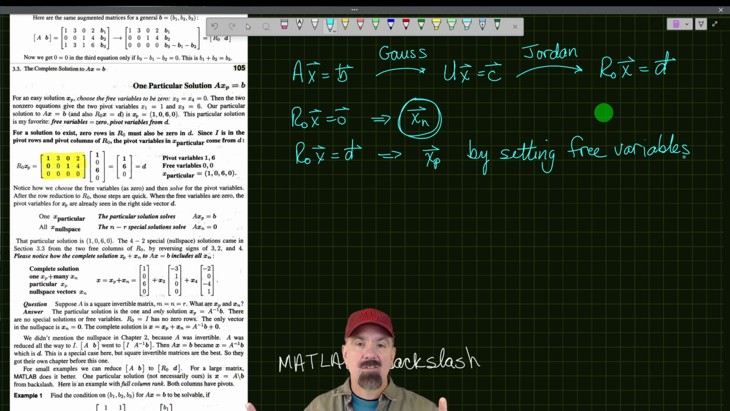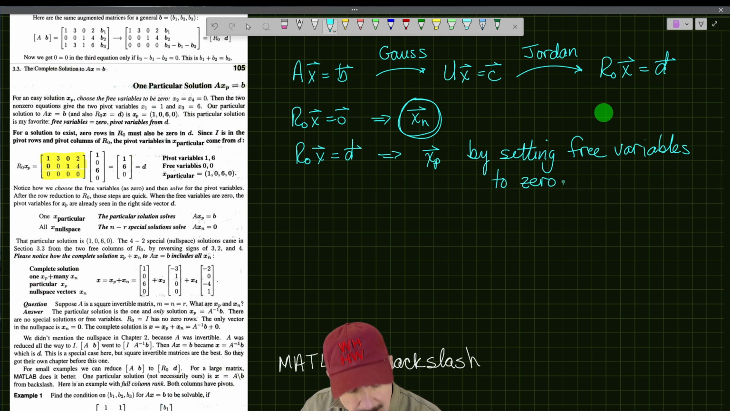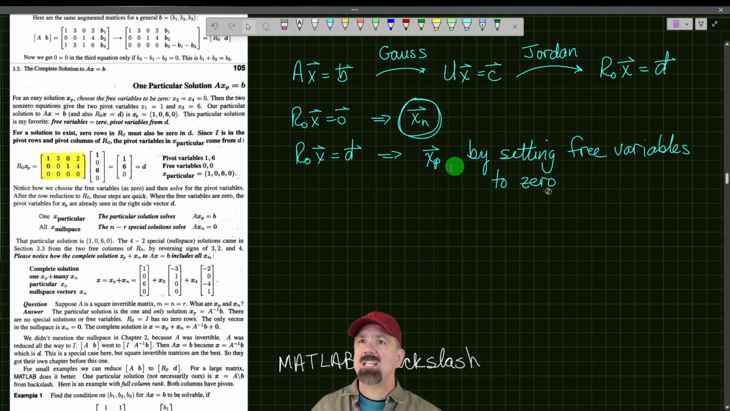We could set the free variables to anything we want, but the easier computation is to do it by setting all the free variables equal to 0. So that's not required. It's just something that makes it a little bit easier for us.